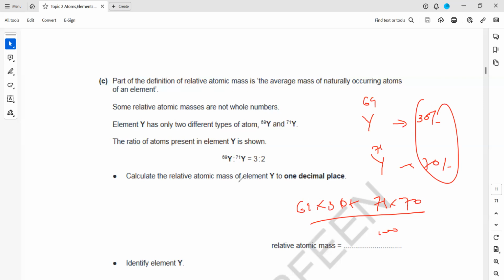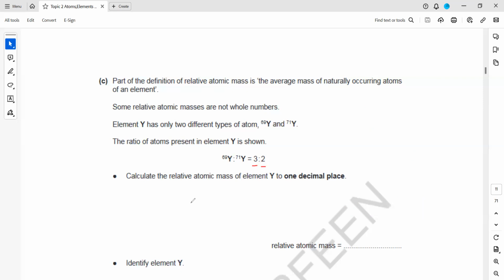But here fractions, proportions, are given. So you do 69 into 3 plus 71 into 2 and divide by the sum of the fractions, the total fraction, which is 5. You can convert first into percentage, but why convert? Just directly use the fractions. Otherwise, if you convert into percentage and then substitute in the formula, you will get the same answer. It won't make a difference, because 3:2 means 60% to 40%. That's the ratio.